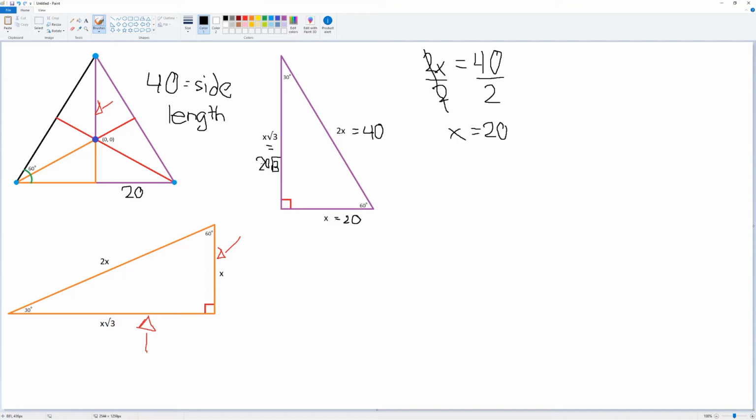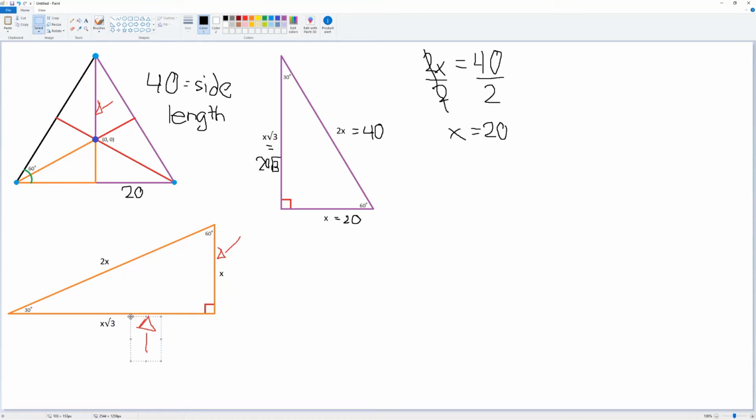All right, so this is 20 rad 3. I tried my best to write that. Hopefully you understand. This is 20 times the square root of 3. So we already know this whole side length. We know what this last tiny bit over here is. Beautiful. Okay. Now let's get over to this triangle.